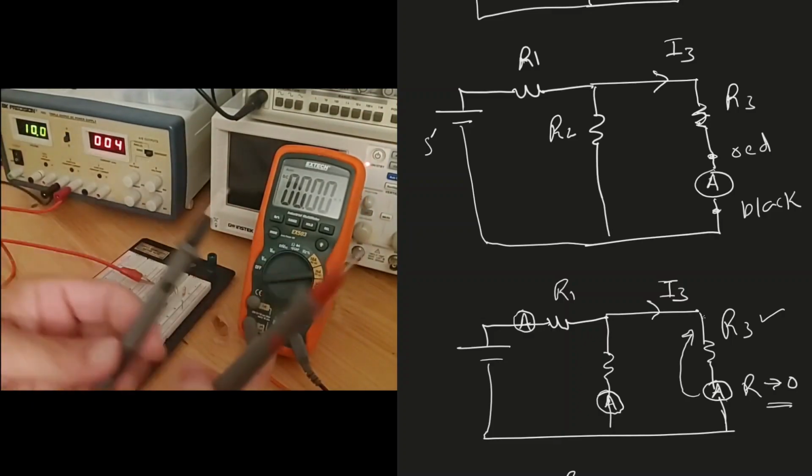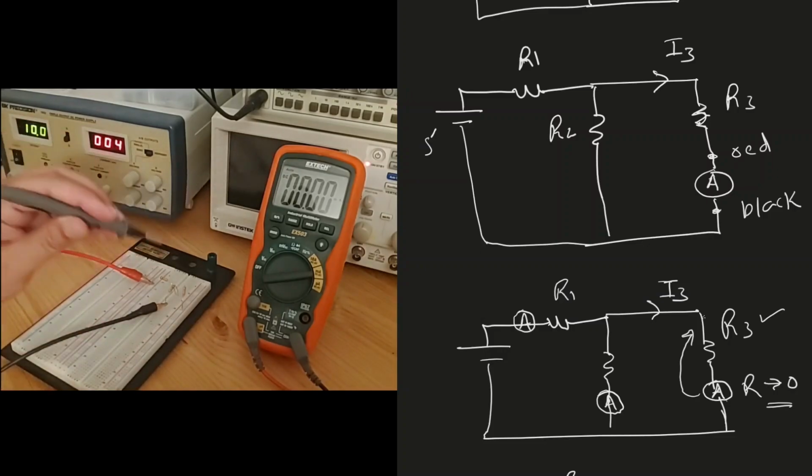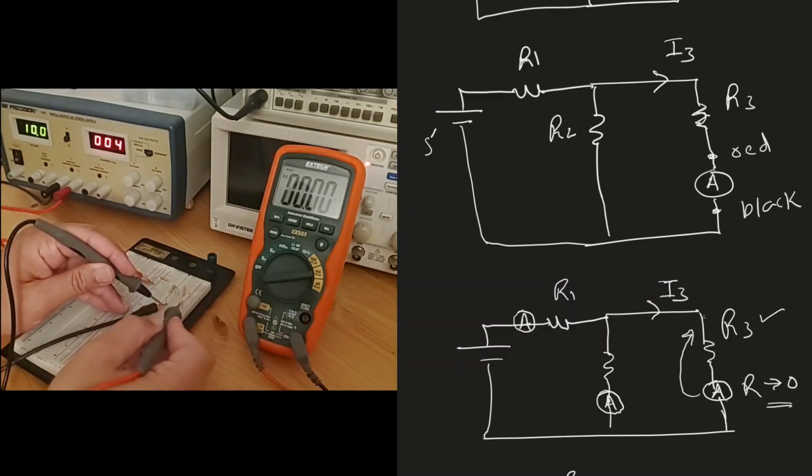To insert the meter in series, I will put the black probe of the meter on the power supply, black, and the red one on resistor R3. Right, so now in this way, my meter is in series with R3. And you can see the current in R3 is 1.33 milliamperes. Okay.